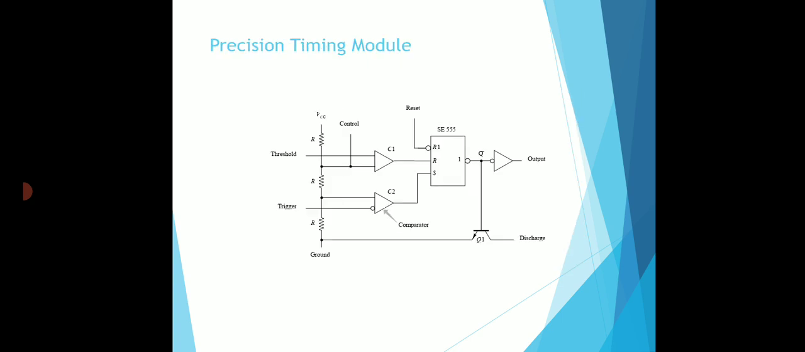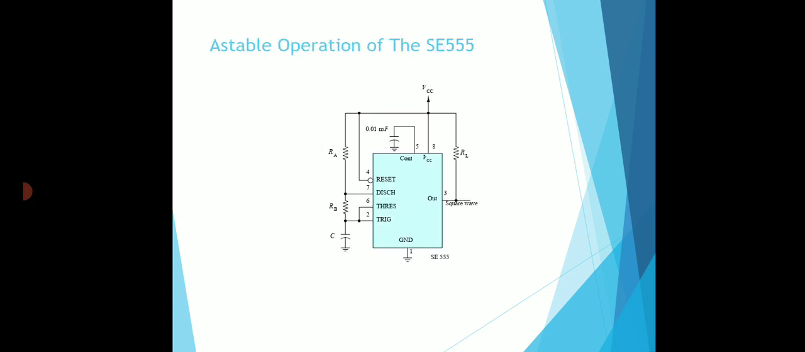So in the precision timing module, here you can find the threshold value. If you have a control value, reset value and a comparator, the charging and discharging value based on the triggering outputs, this behavior can be improved compared with the level triggered flip-flops. So this responds only on the transition of the clock pulse.